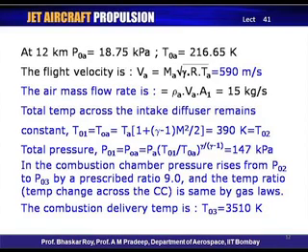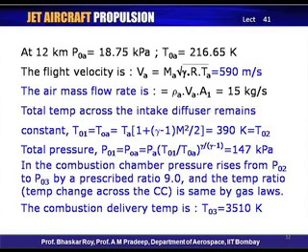What is stated here is that at 12 kilometers, it is flying at Mach 2, and hence the total pressure and temperature can be computed, and we get that as 18.75 kilopascals and temperature as 216.65 K. The flight velocity for the given Mach number would be 590 meters per second. The corresponding air mass flow, using this flight velocity and given the air density at the prescribed altitude and the air intake area, would be 15 kilograms per second.